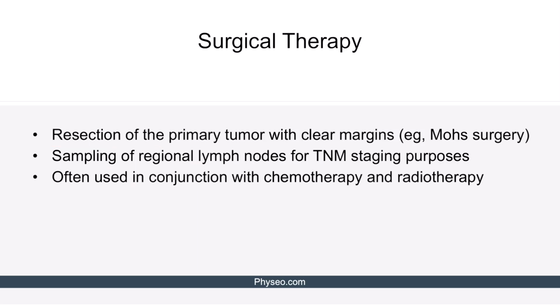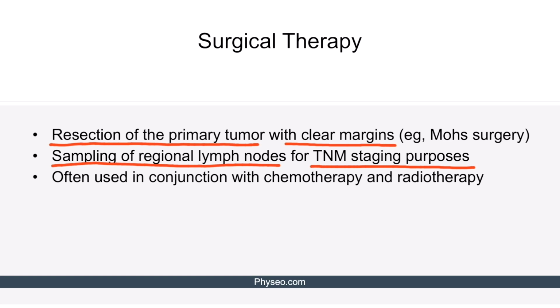In essence, surgical therapy is characterized by resection of the primary tumor with clear margins. And a commonly tested example of surgical therapy is the so-called Mohs surgery, which will be covered in greater detail in the next two slides. Now, oftentimes, sampling of regional lymph nodes is done at the time of the resection of the actual tumor, and that helps with TNM staging purposes.